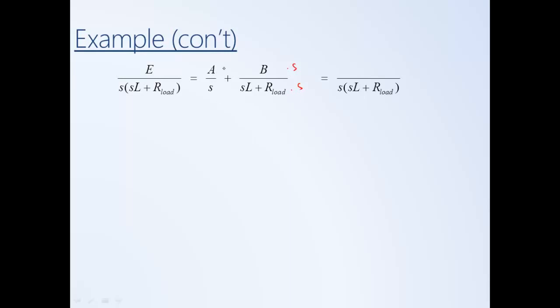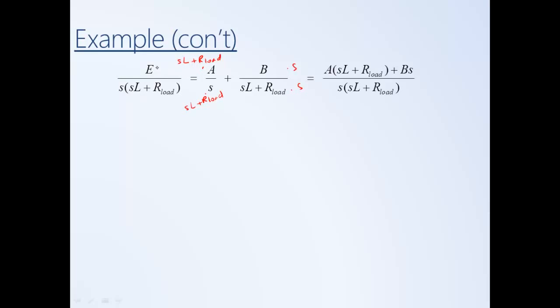In order to make this term have the correct denominator, we need to multiply and divide by the quantity sL plus R load. If we do that, then both terms have the same denominator and we can combine them. So what we'll have is A times the quantity sL plus R load plus B times s, giving us this expression.